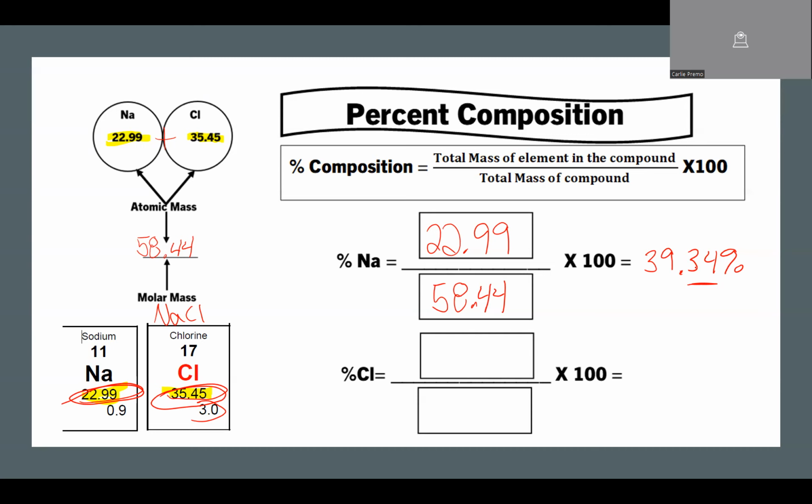Now there's 2 ways you can figure this out. The first way is just the same way we did sodium. So we would take 35.45 divided by the entire mass, 58.44, times 100, and we get 60.66%. The other way we could have figured that out is that this should equal 100. So if we take 100% minus our first percent, since there's only 2 things, we would have gotten the exact same answer. So if you find the percent of 1 and there's only 2 things, you can just subtract that from 100 to also find the percentage of the other element, because the sum should always be 100%.